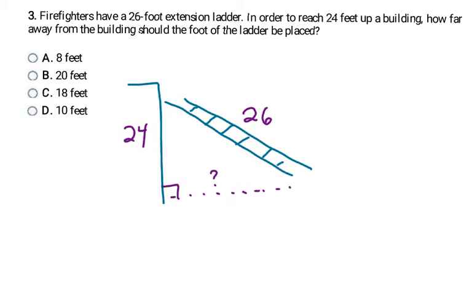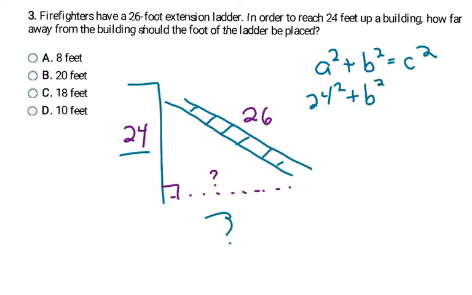Now, the ground and the building you can assume make a right angle. So this gives me a right triangle. It's a right triangle, and I know two of the sides, and I'm missing one of them. So that's a red light that I want to use Pythagorean triple, or Pythagorean theorem. So that's a squared plus b squared equals c squared. And here, I know one of my legs is 24, but the other one I don't know, so I'm going to have 24 squared plus b squared equals, and then my hypotenuse is 26.